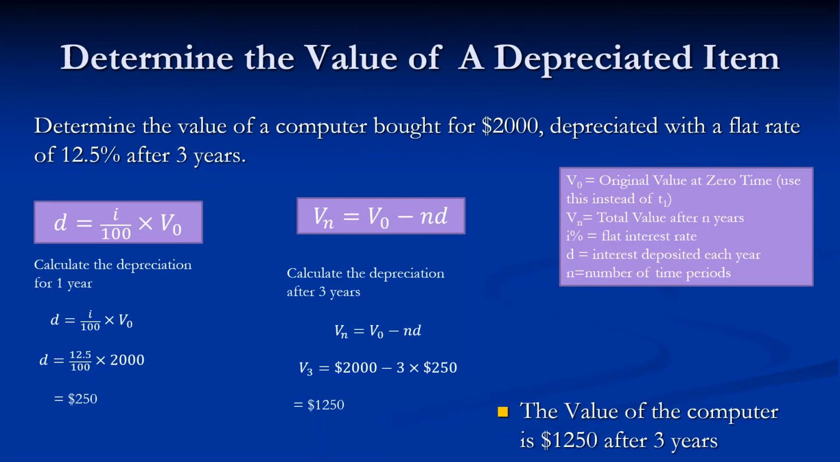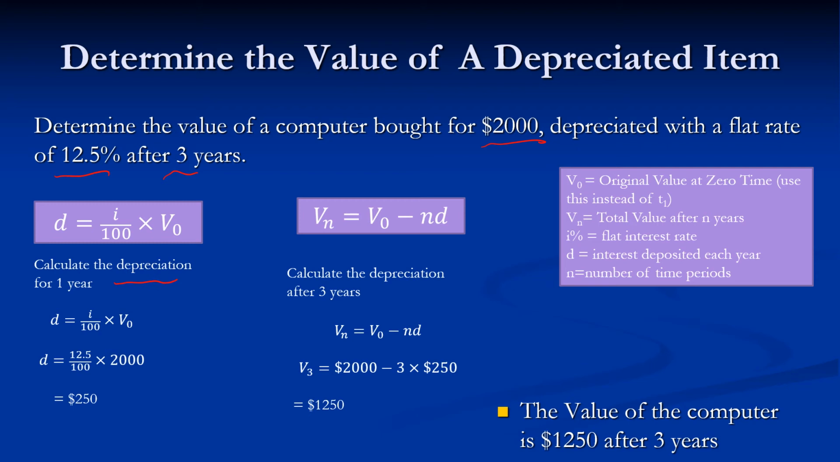So let's give an example. So we want to determine the value of a depreciated item. This time it's a computer bought for $2,000, a flat rate of 12.5% after 3 years. So let's find the depreciation for each year. So calculate the depreciation for each year.